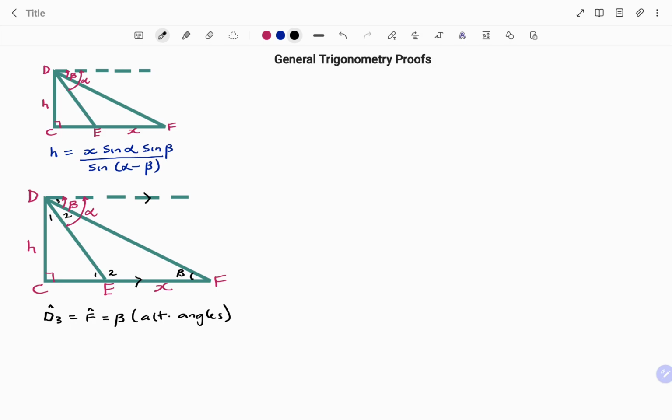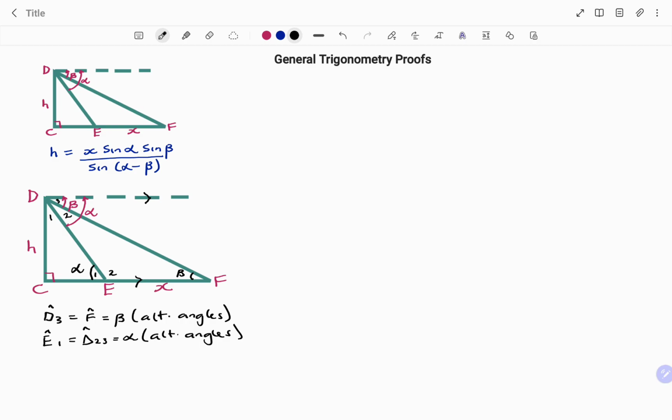The other angle to label is our angle E1. Angle E1 is equal to angle D2 and 3 or alpha. So I have angle D2 and 3 and that's equal to alpha. The same reason, alternate angles. Therefore, I'm going to label my E1 to be alpha.